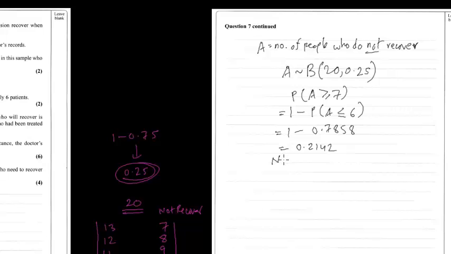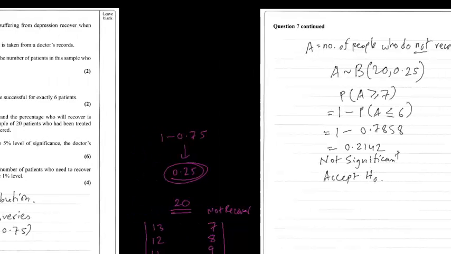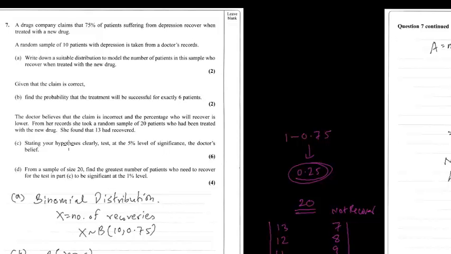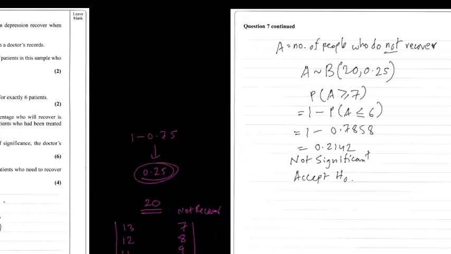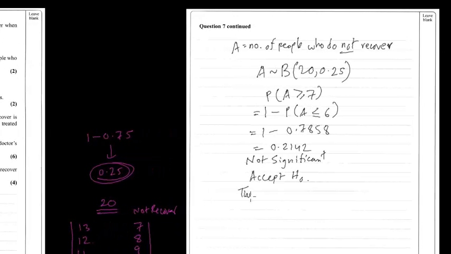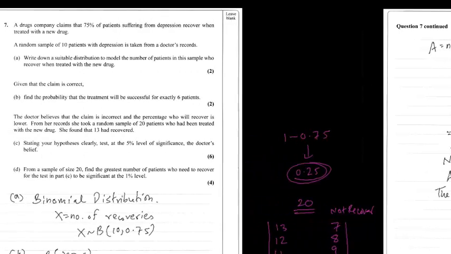That means it is not within 5%, it is more than 5%. So not significant. If it is not significant, accept H0. So if you accept H0, the claim was not right, and you have to write down the answer in context. What was the claim? The claim that recovery chance is lower. So that was the doctor's belief. The doctors' belief is not correct. That's it. So the next question.